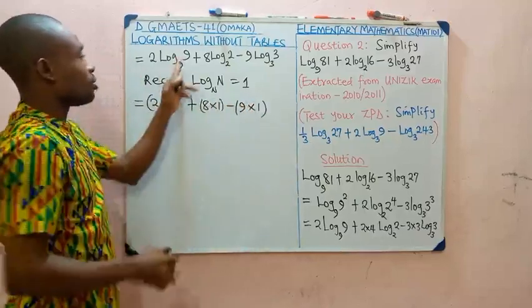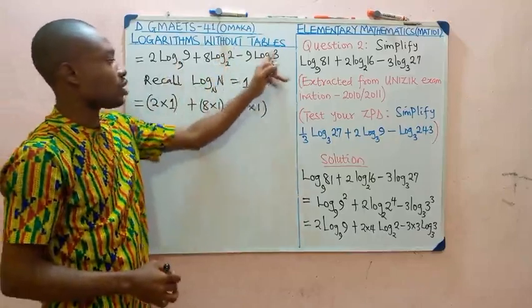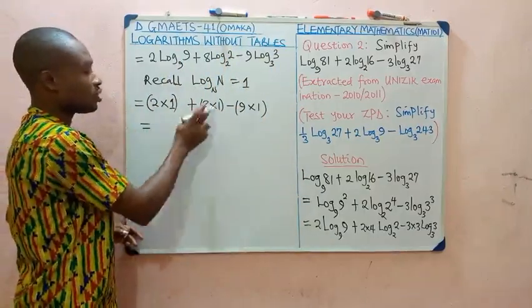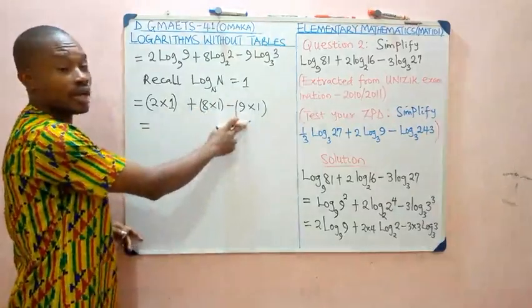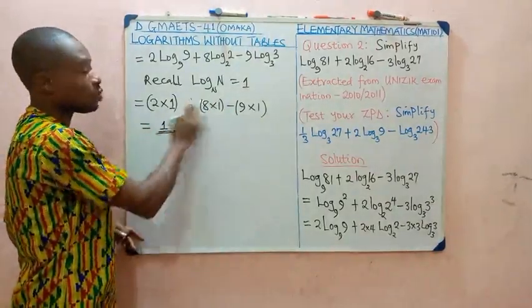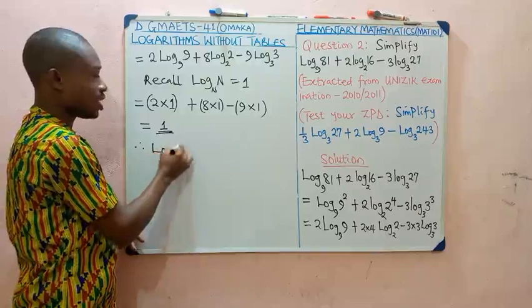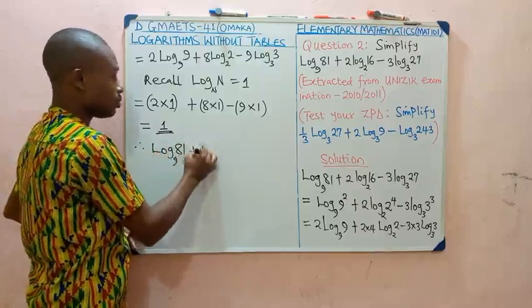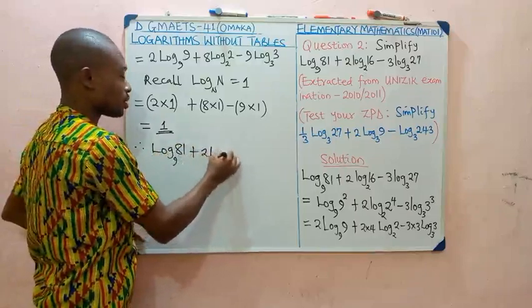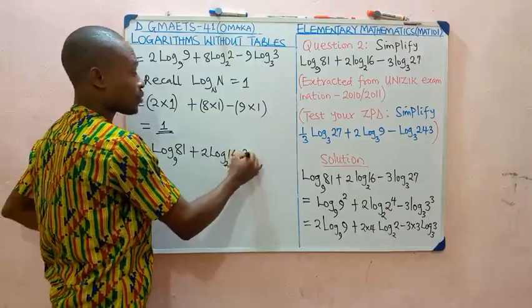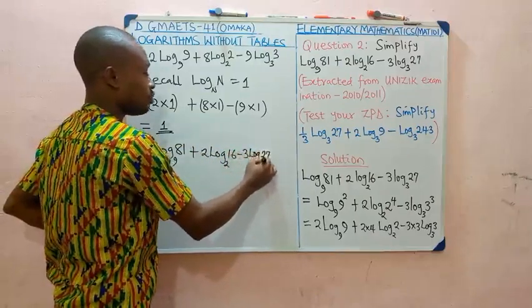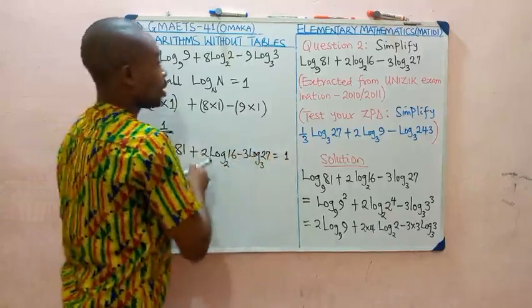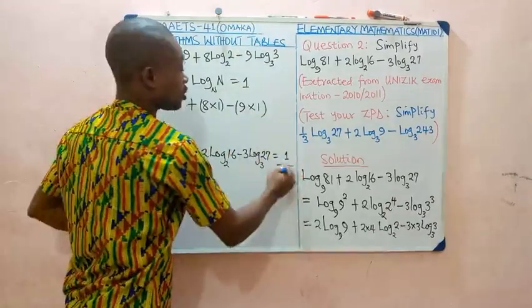Alright? Log 9 base 9 is 1, log 2 base 2 is 1, log 3 base 3 is 1. And so this will now produce 2 here, 10, and 9. And this is equal to what? 1, if you work it out. Conclusion: log 81 base 9 plus 2 log 16 base 2 minus 3 log 27 base 3 is equal to 1. And of course, we've obtained the answer to this problem.